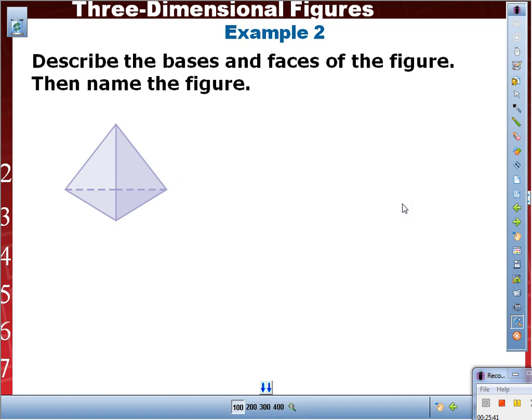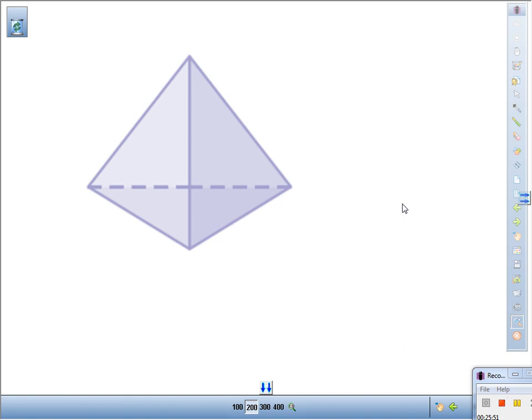Start with the base, the vertices of the base. Connect them. Get your edges. Go to the center. Go above. Draw your vertex.